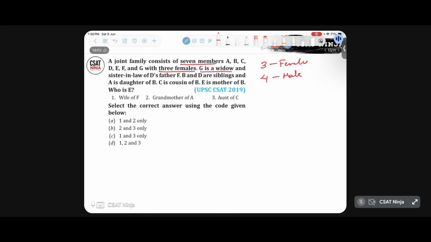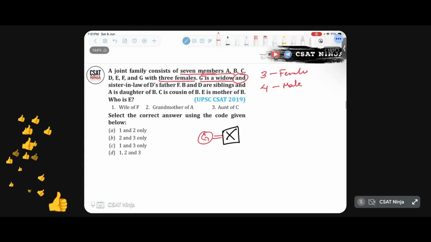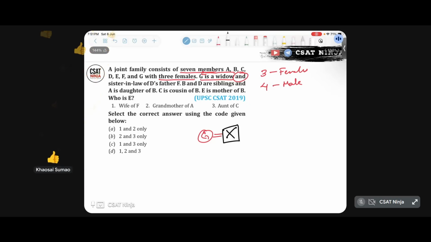G is a widow. That means G's husband is not there. So I'm going to write it this way. G is a widow and the husband is dead. Next one is, and sister-in-law. Remember I told you earlier that "of" means we are referring to the person at the beginning. Now, here G is a widow and sister-in-law of D's father F. That means D's father is F and G is a sister-in-law.